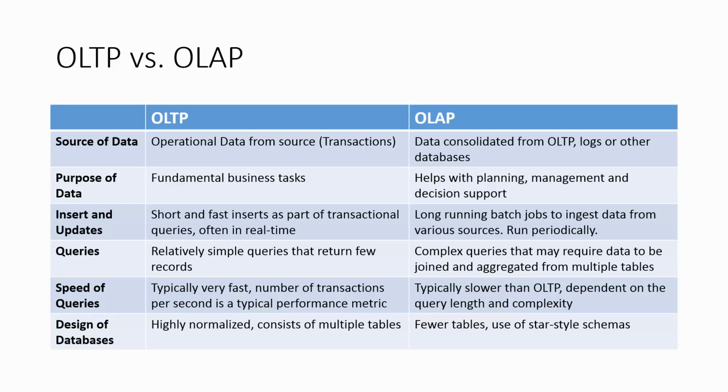And the design of the OLTP databases, these are typically normalized. They may consist of multiple tables. OLAP may consist of fewer tables, but the key idea in OLAP is that you're using star-style schemas, as we earlier saw in the star schema benchmark.